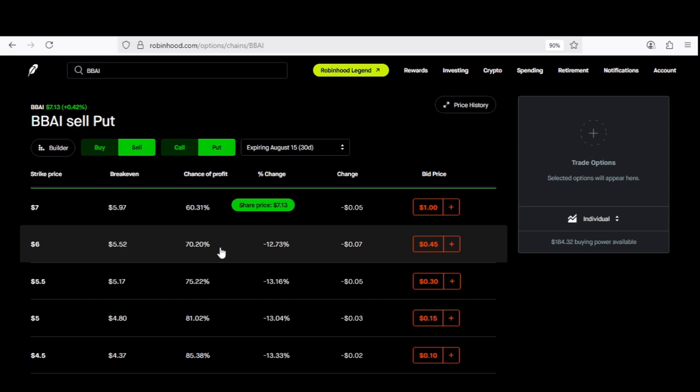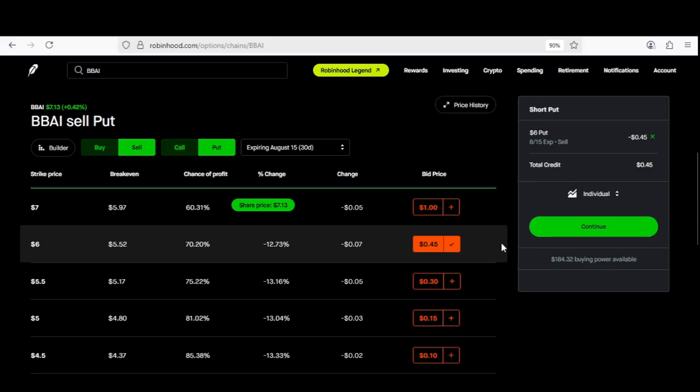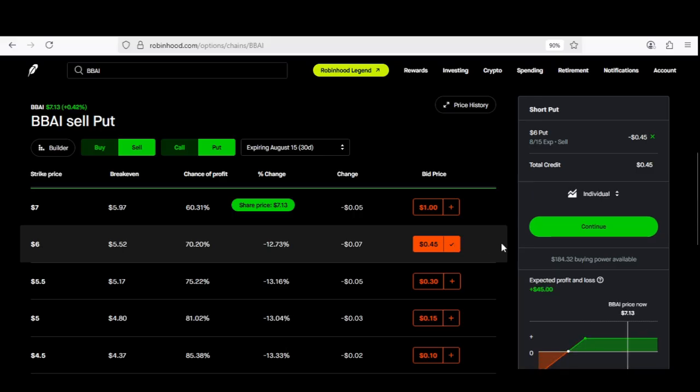Now, what I wanted to bring to your attention for Big Bear AI is the amount of premium you're going to be receiving. With your $6 strike price, your 70% chance of profit, you're going to be receiving $45. Now, this is what I refer to as juicy premium, because as you can see, in order for you to do this option strategy, you're only going to be leaving $600, which is going to be your $6 right here multiplied by 100 shares.